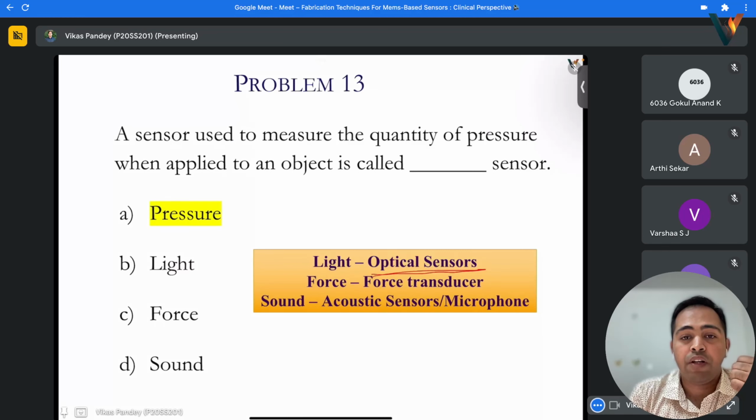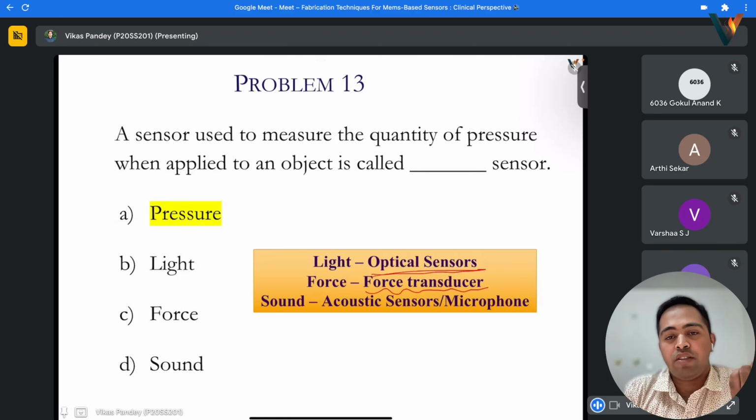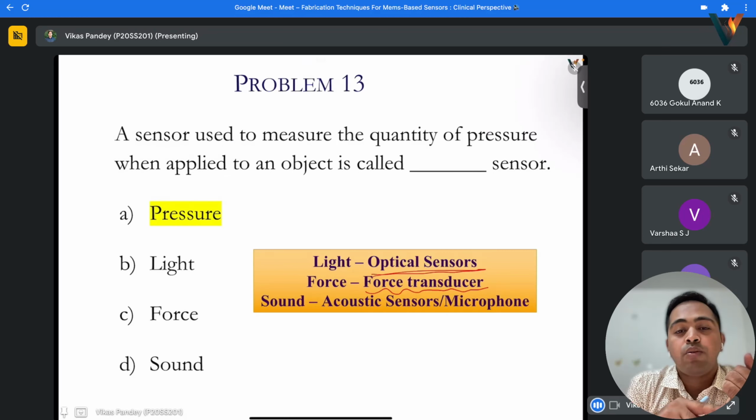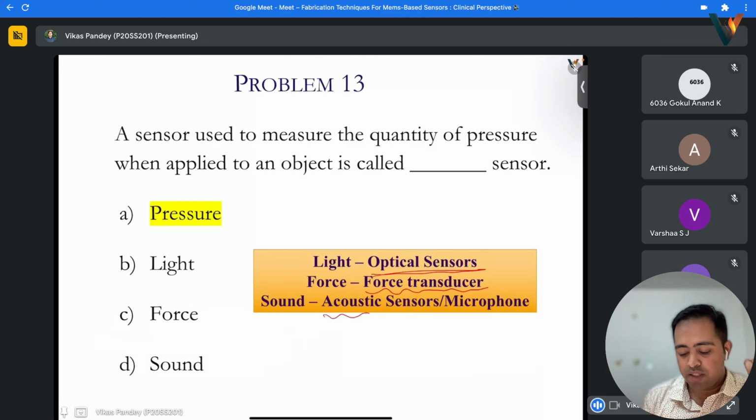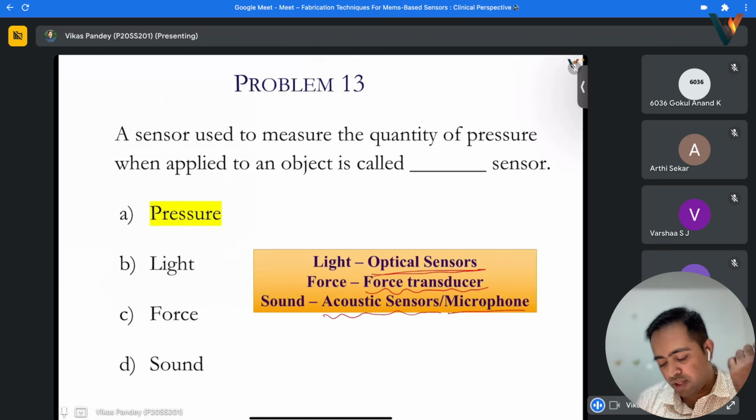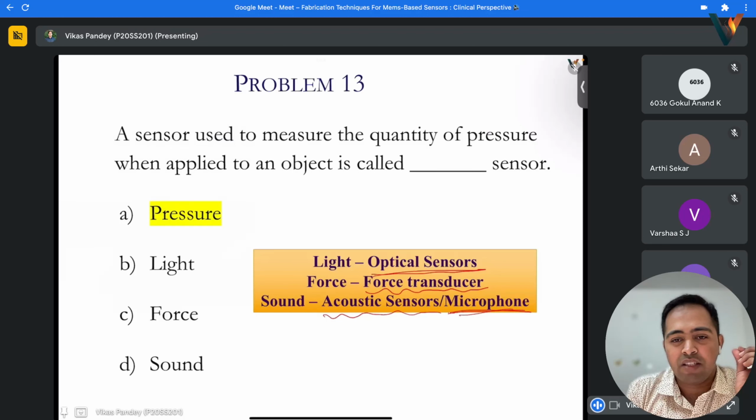If it is measuring force, it will be known as a force transducer. Sensors are also called transducers because they can convert from one form to another, like converting some physical or chemical changes into electrical changes. And if it is a sound sensor, it is either called an acoustic sensor or a microphone. Microphone is a simple sound sensor, we can say. Any confusion till here? Any doubts?